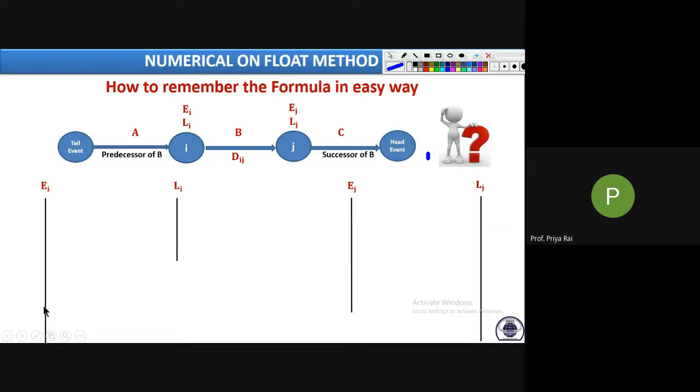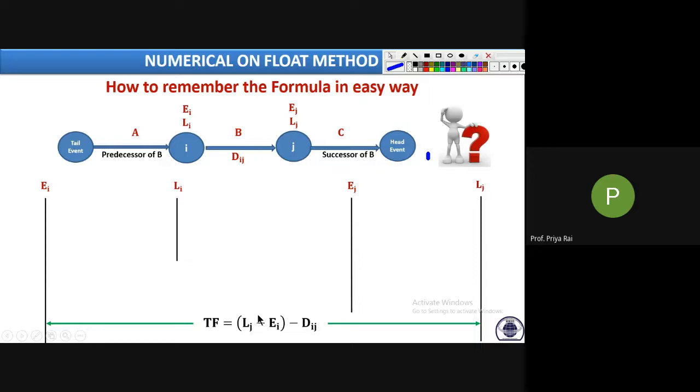Now the longest gap is between LJ and EI. That's why it is the total float. The total float is LJ minus EI. This is your time duration, the 7 days, minus the actual working days, which is 5 days. So relaxation or total float or delay is the time provided minus duration. So in this case for total float, the time provided value is how much?